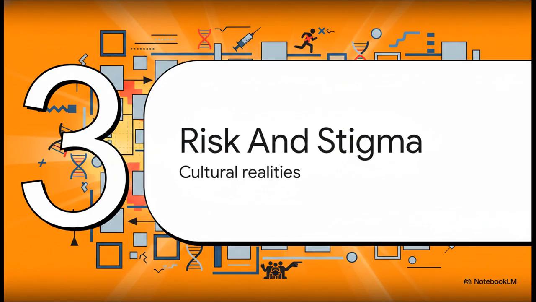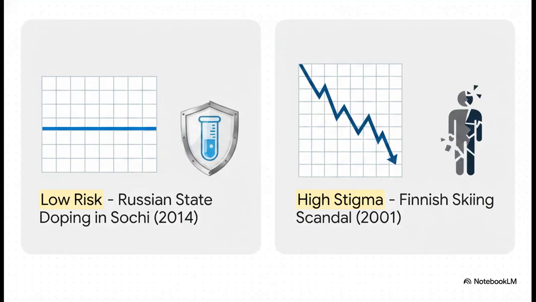All right, let's get into Section 3. Factoring risk and stigma. The reality is, athletes are obviously not perfectly symmetric clones. They face vastly different cultural realities depending on where they're from. For example, the source material points to the 2014 Sochi Olympics, where the Russian state allegedly swapped urine samples. For those athletes, the risk of getting caught, that R variable, was practically zero.